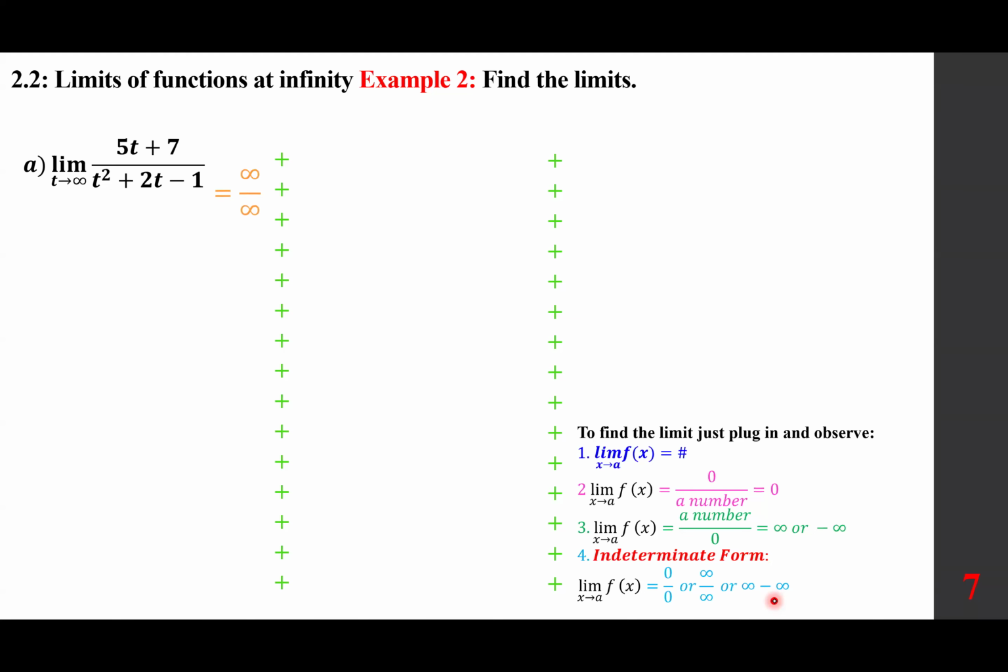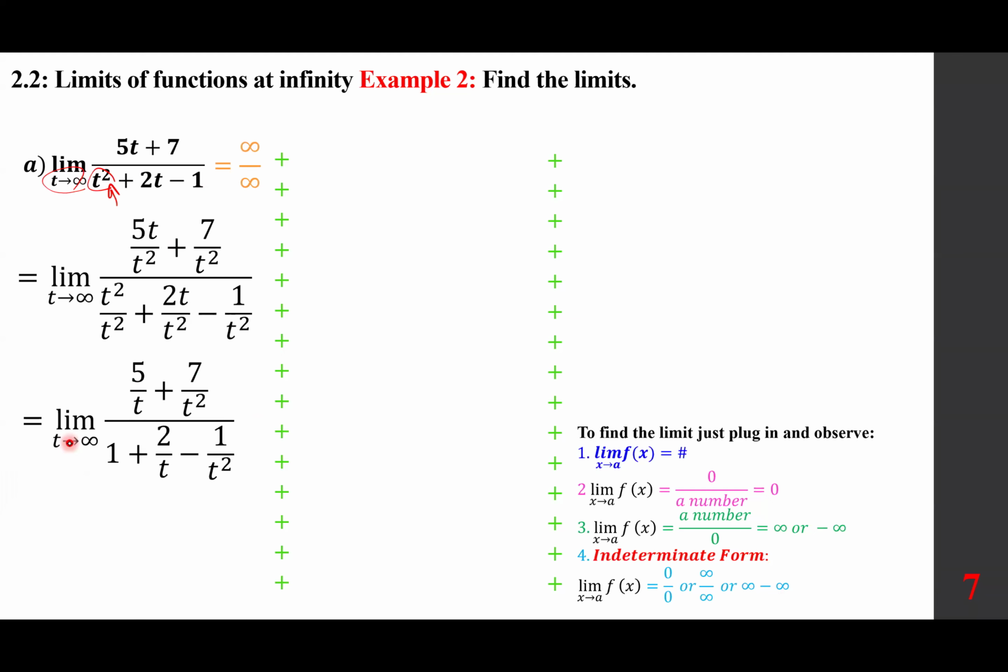So here, if I plug in, I get infinity over infinity. Because this is a rational function, and because t is approaching infinity, we divide by the highest degree term in the denominator, namely t squared, and we simplify. When we do so, everything goes to 0 except 1. So this is 0 over 1, which is equal to 0. And I want to emphasize the denominator is some number. It doesn't matter, 1 or any other number. The numerator is 0. Therefore, the answer is 0.